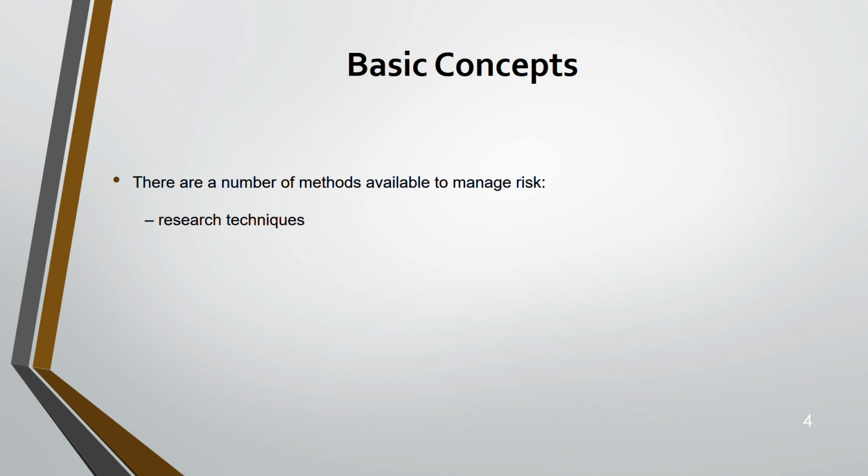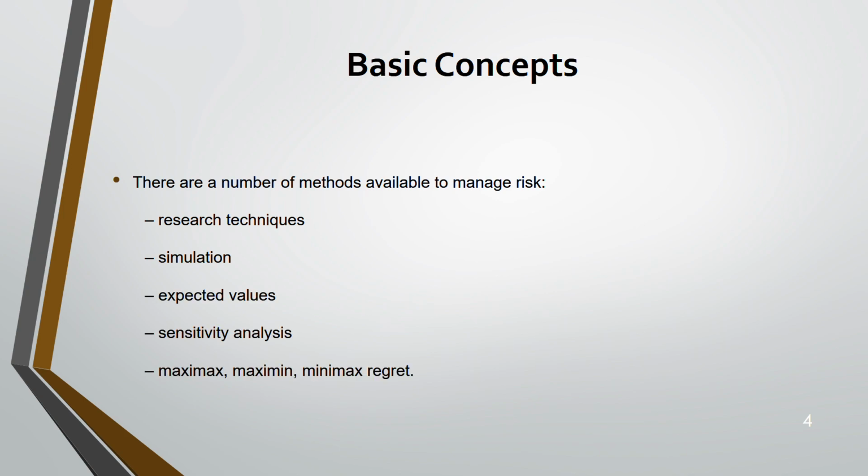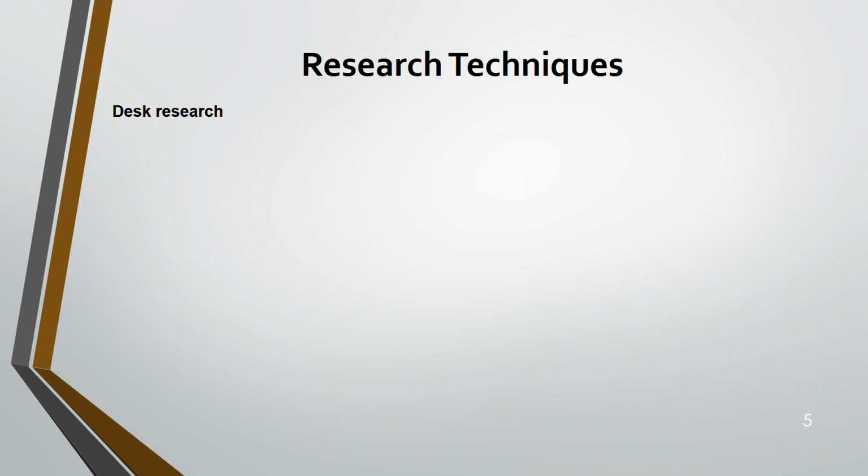So the methods are research techniques, simulation, expected value, sensitivity analysis, maxi-max, maxi-min, and mini-max regret. These are the three terms you should know, and the difference between those three. I repeat: maxi-max, then maxi-min, then mini-max regret. Now, first, we'll go through the research technique.